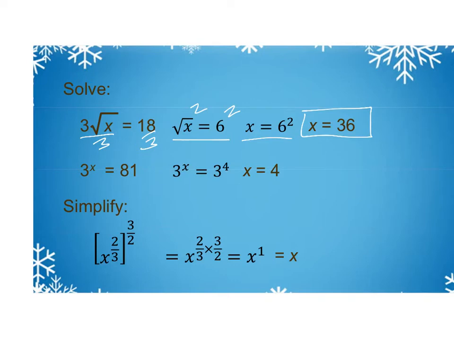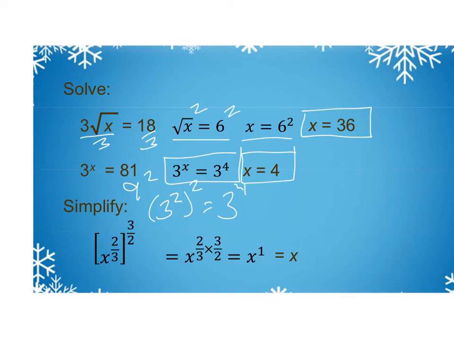On the second one here, we need to set them both to have the same base, which is 3. Let me show you one other thing first real quick. 81 is 9 squared. 9 is 3 squared. So this gives me 3 to the 2 times 2, which is 4. So now I have 3 to the x equals 3 to the 4. So I can set the exponents equal, which means x is 4.